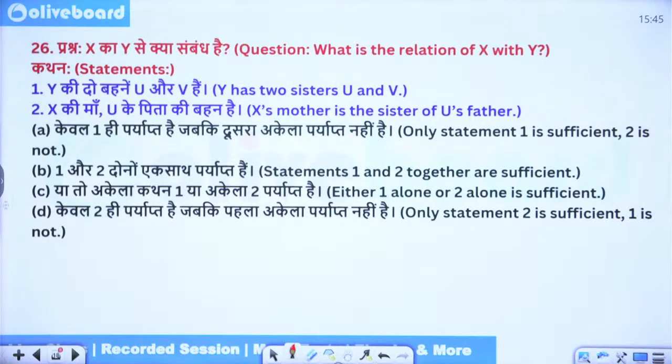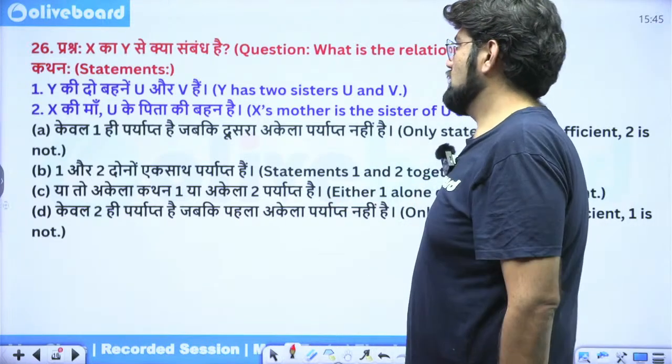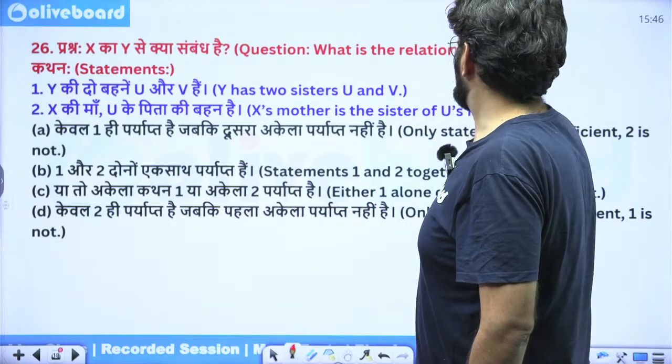What is the relationship of X with Y? Y has two sisters U and V. Okay, let's check the options first. Only one is sufficient. Only two is sufficient. Either 1 or 2 and 1 and 2 together. If either or, they will have to check for individually also. So Y has two sisters U and V. What is the relationship of X with Y?